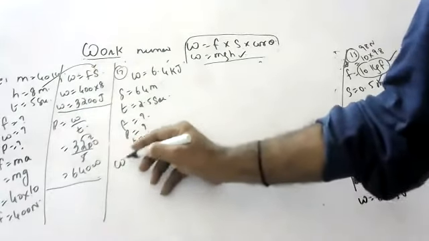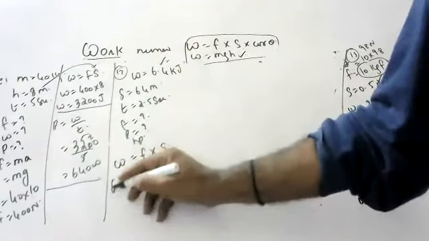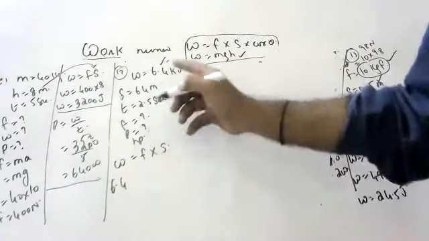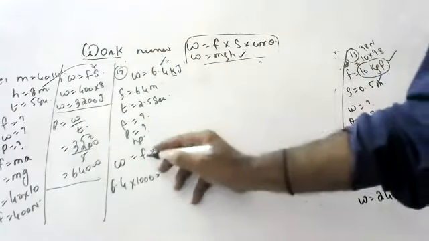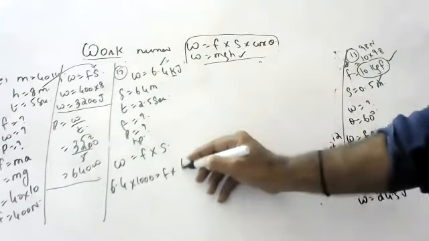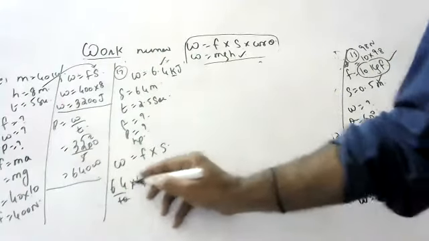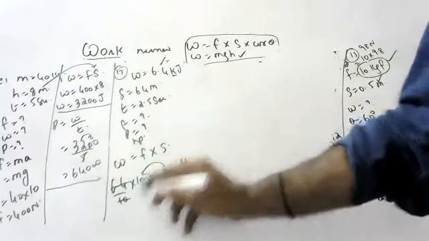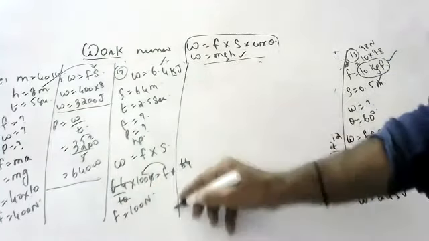Work is equal to force into displacement. Work is 6.4 kilojoule, kilo means 1000, into force into 64. If you remove this point by 10, this is gone. So force is 100 Newton. Force you got. Now tell me power.